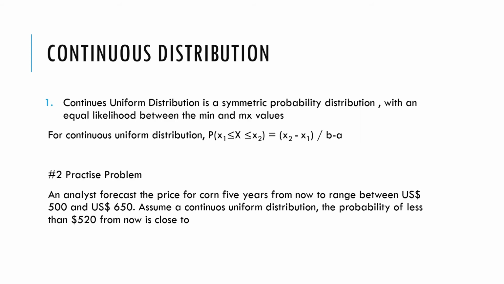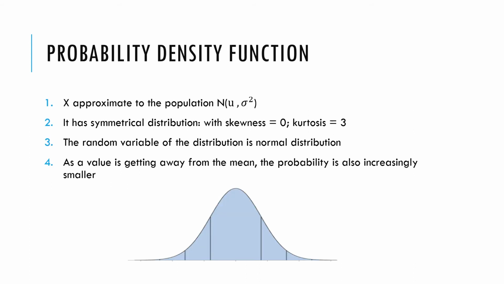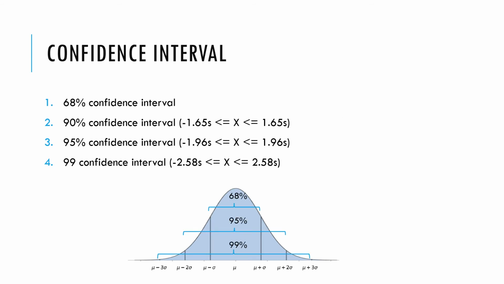Definition and practice problem for a continuous distribution. In the probability density function, it illustrates the likelihood of an outcome. In the normal distribution, it has a skewness of 0 and kurtosis of 3. This explains the corresponding standard deviation and the confidence interval. For example, 2 standard deviations represents 95% probability.